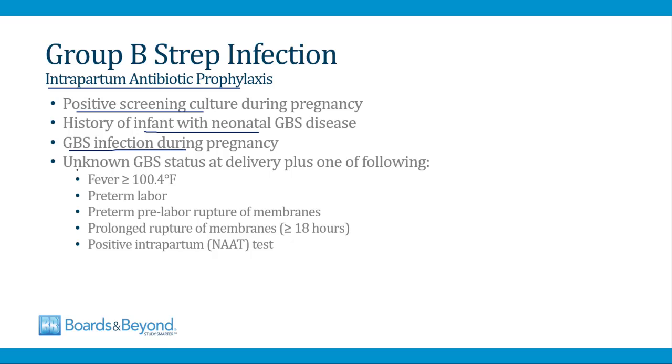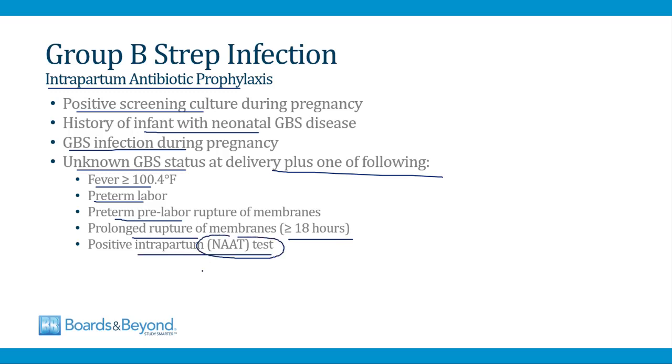And then lastly, if you don't know the woman's GBS status, but she has one of the following, she should receive antibiotic prophylaxis. This includes fever over 100.4, preterm labor, preterm pre-labor rupture of membranes, prolonged rupture of membranes more than 18 hours, or a positive intrapartum NAAT test. Remember I said that this test is often used to identify women when you don't know their group B strep status at the time of delivery.